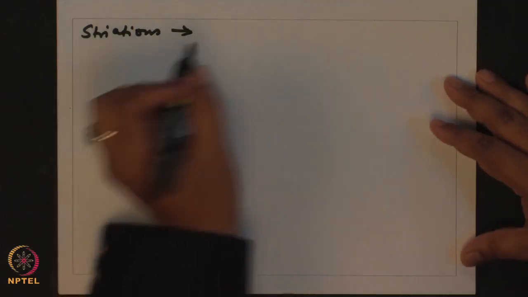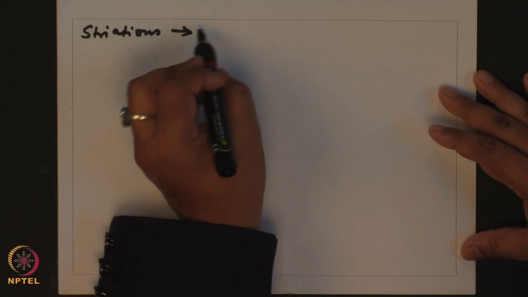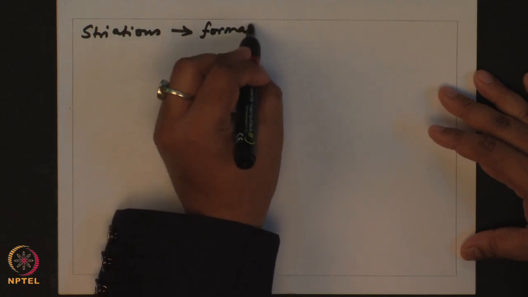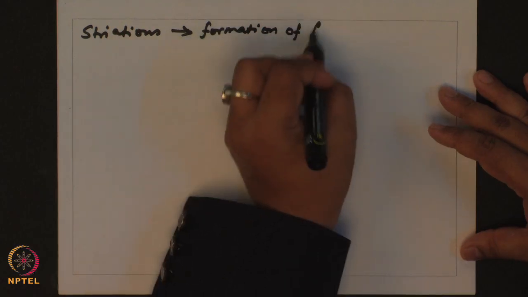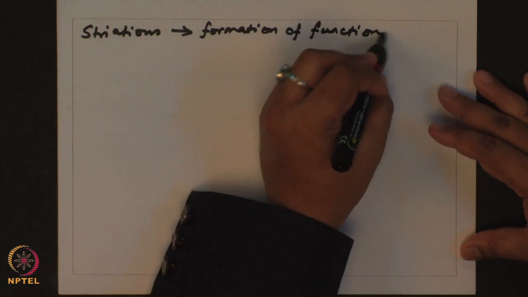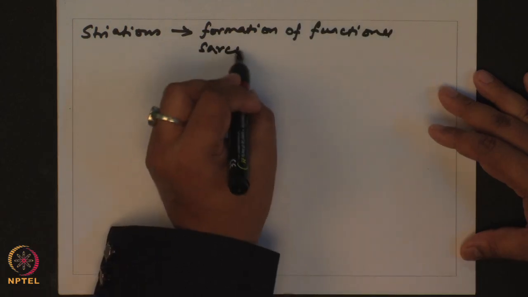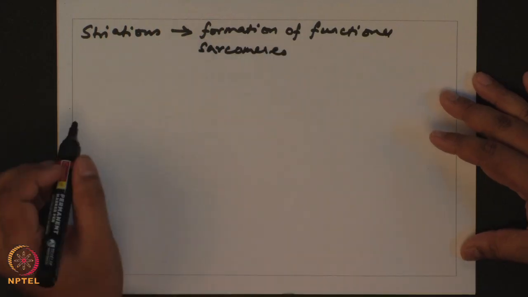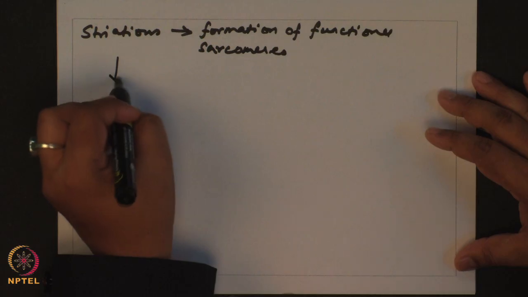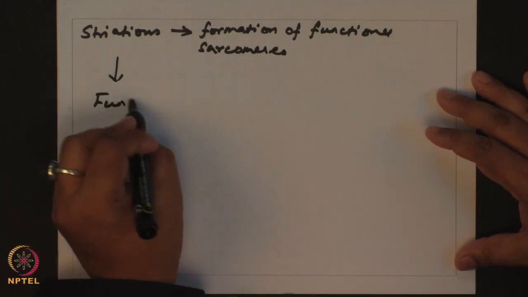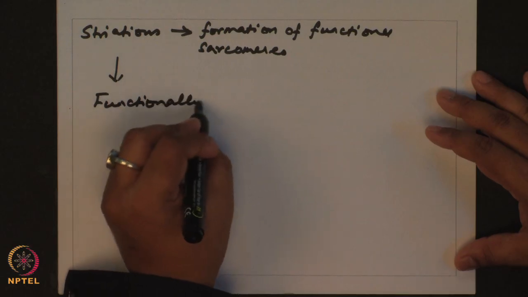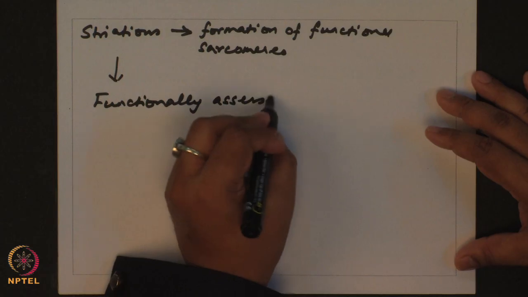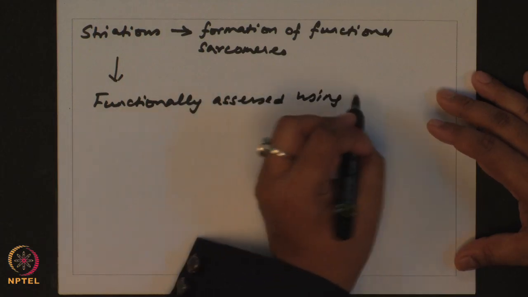Okay. So, striation is linked to contractility, right. Since formation of striations is indicative of the formation of sarcomeres, functional sarcomeres, this was assessed functionally using a relaxation experiment.